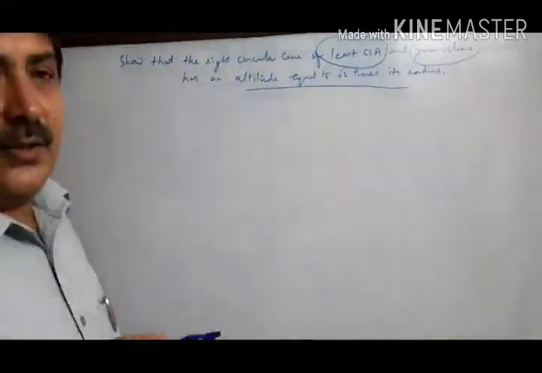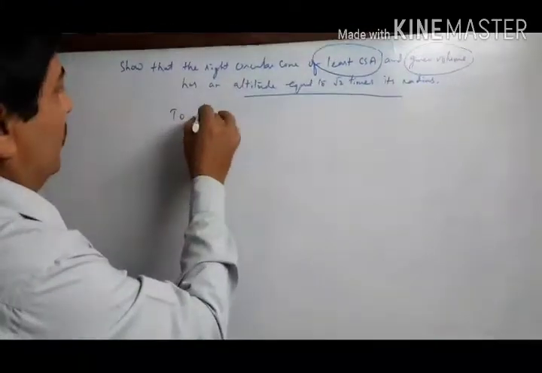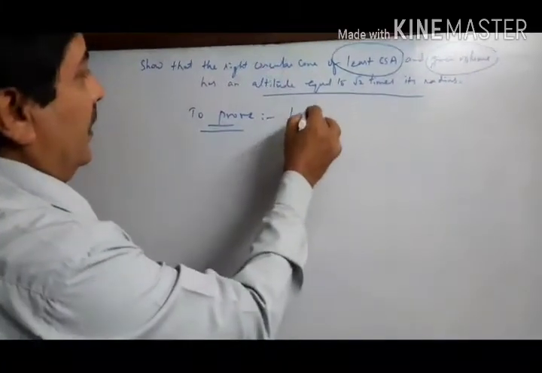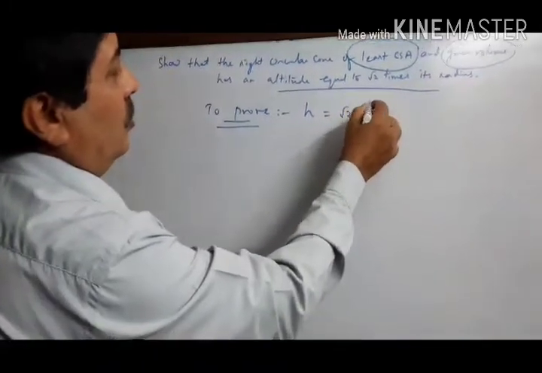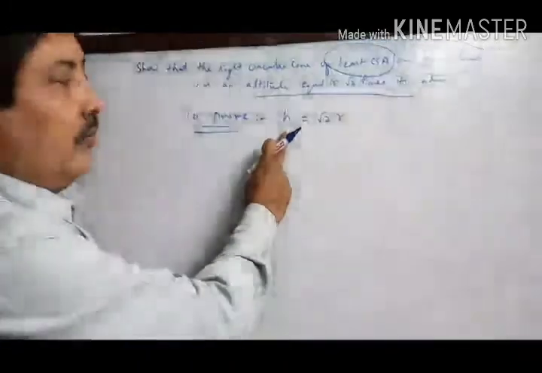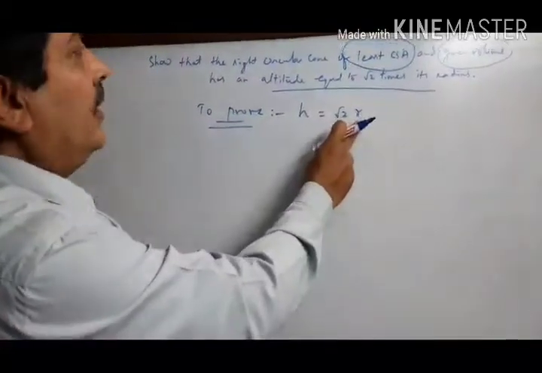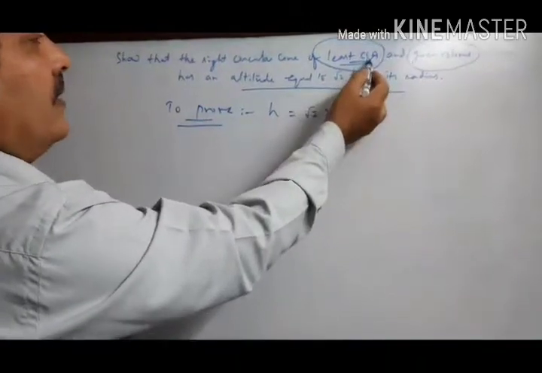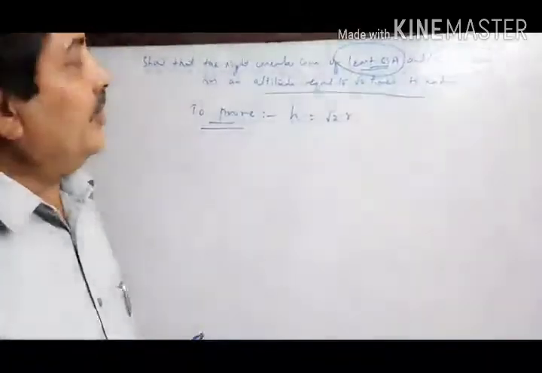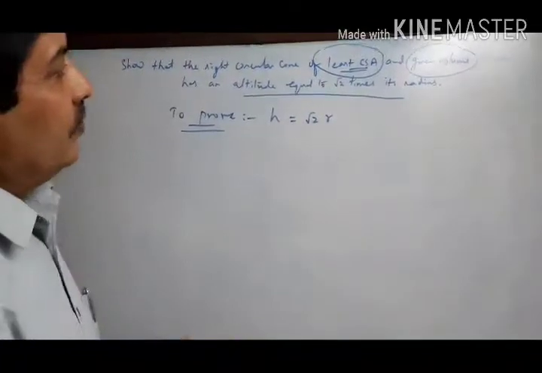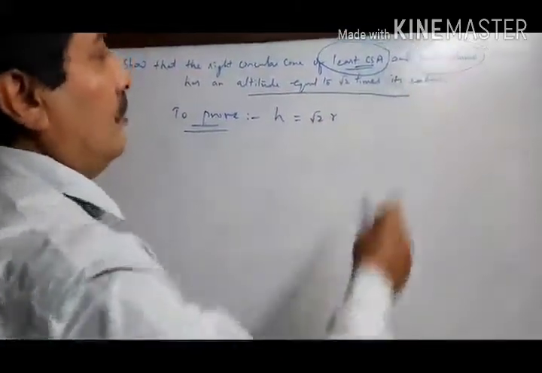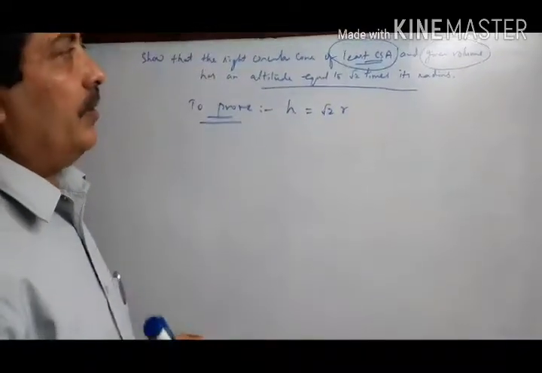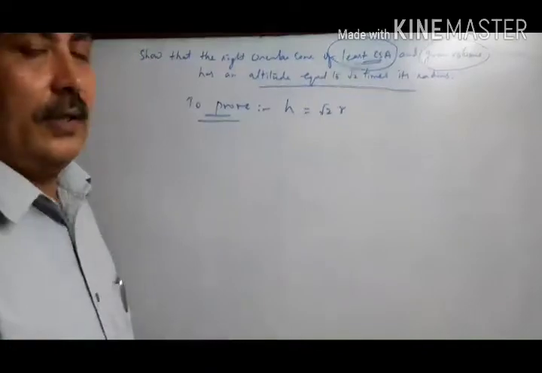Altitude is taken as h. So our first work is to write the statement to prove: h is equal to root 2 r. Height means altitude will be root 2 times the radius of the cone. For the cone of least CSA, the CSA is going to be taken as the function, and then given volume. So the value of either r or h will be taken from the volume to use in the CSA.